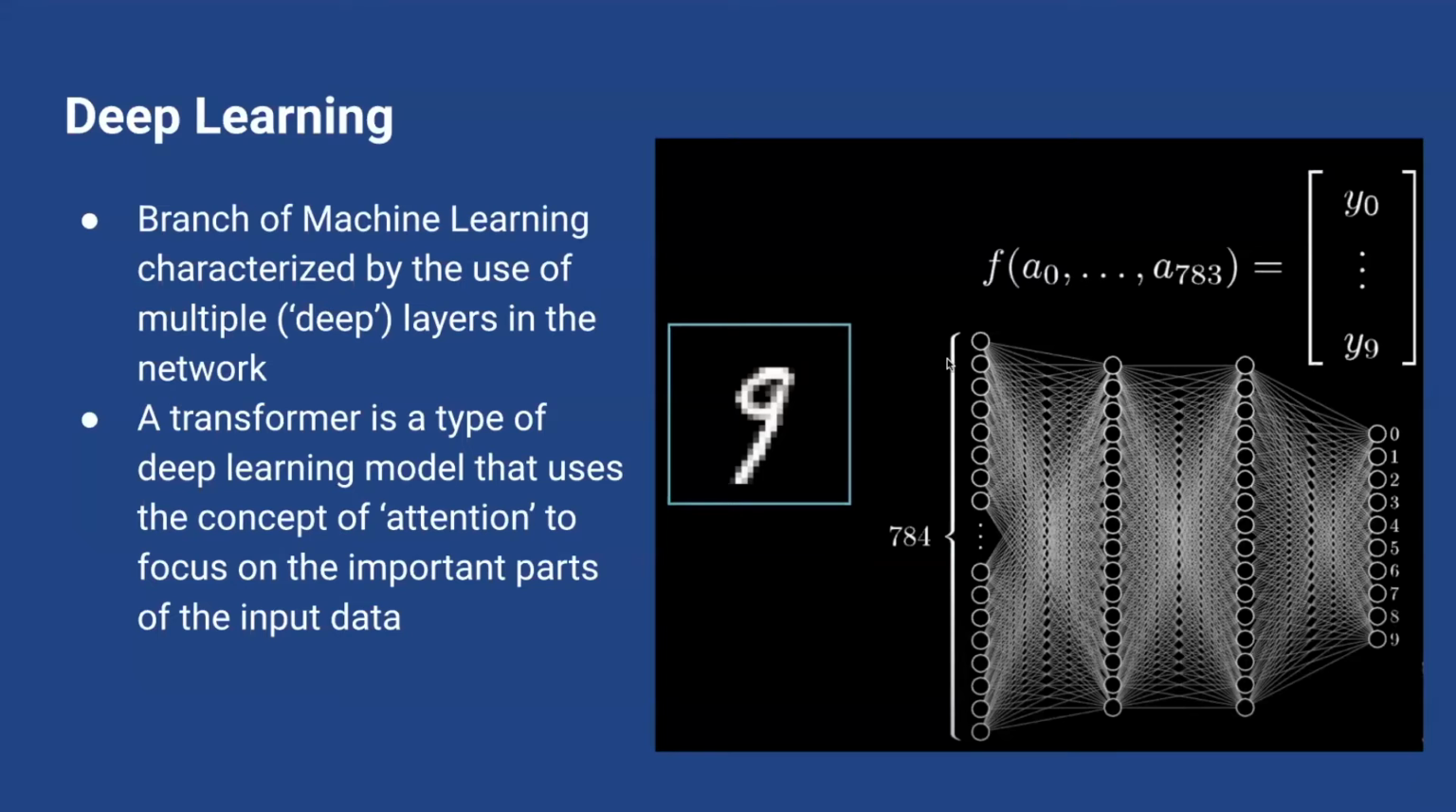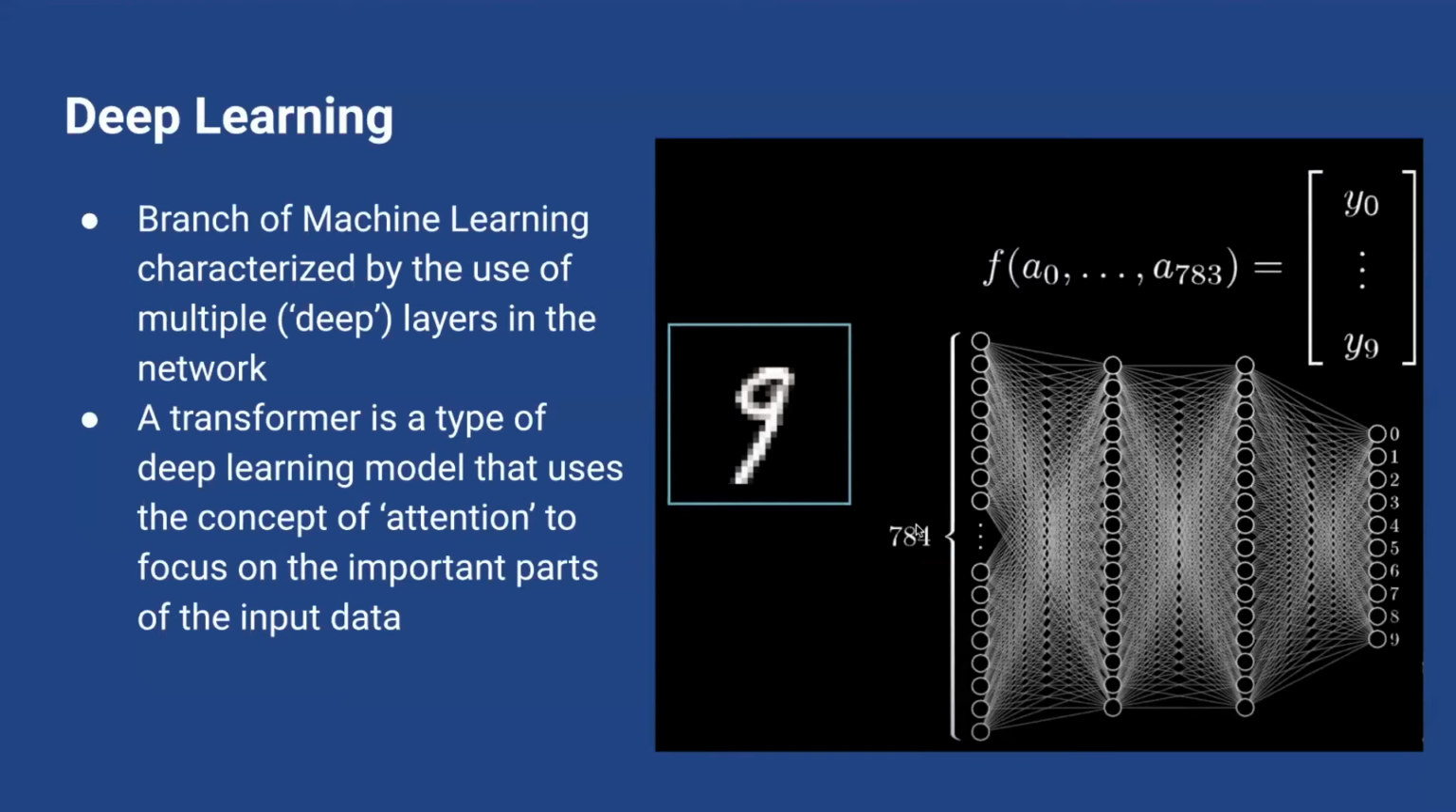Deep learning is a branch of machine learning that uses multiple of these layers, deep layers. This only shows 4 layers, you could have a lot more than 4 layers. And again, this is the most basic type of deep learning model. You can go a lot more intricate.